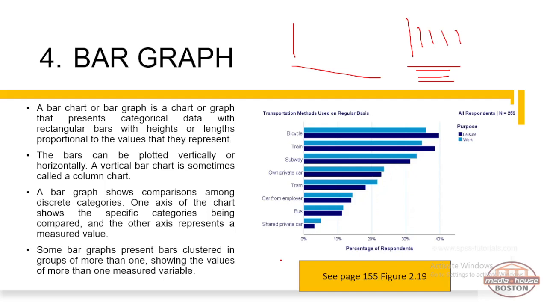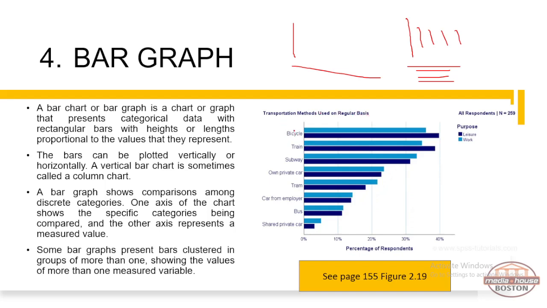So it says one of the axes of a chart shows the specific category being compared, and the other axis represents the measurement. Some bar graphs are presented in what we call clusters, or groups, like the one presented here. This is what we refer to as a cluster, because now we are showing the transportation method used on a regular basis.